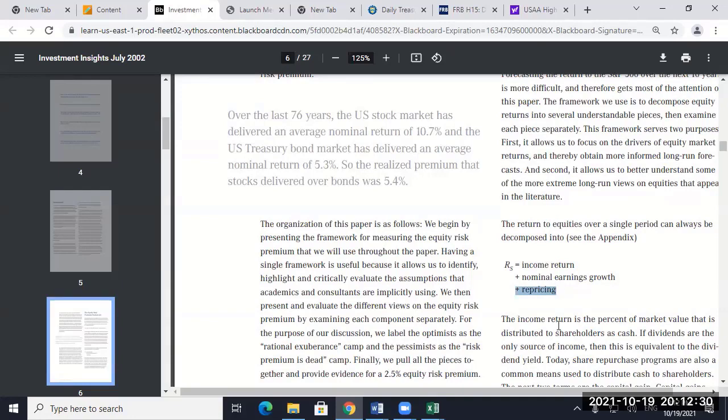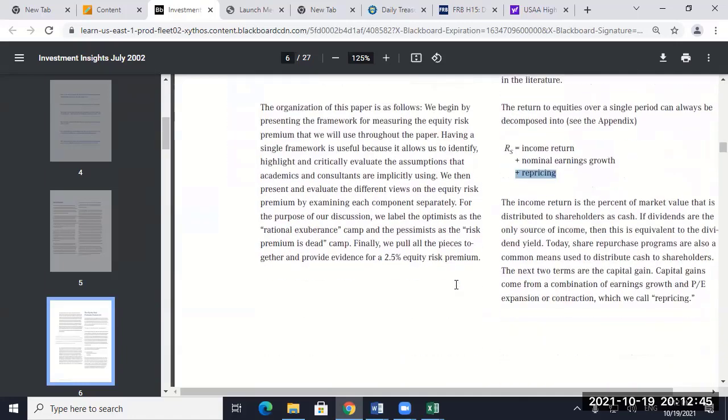But repricing is essentially, do you think the stock market is overvalued or undervalued? If the stock market is overvalued, you subtract for repricing because you think the stocks won't make as much. If you think the market's underpriced, you add more. I think that's completely wrong, and I'll show y'all why at the very end.